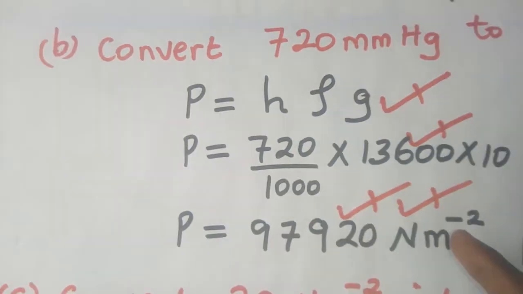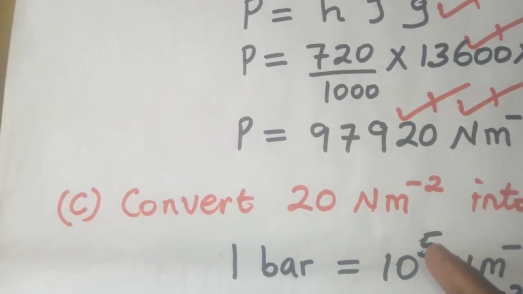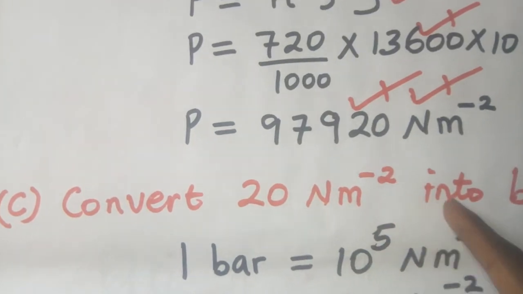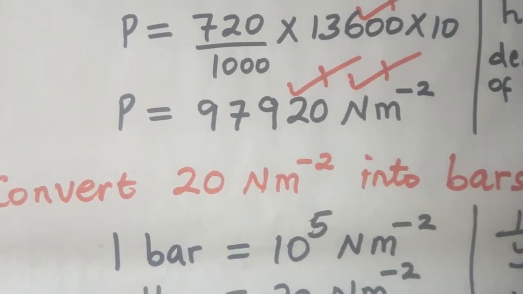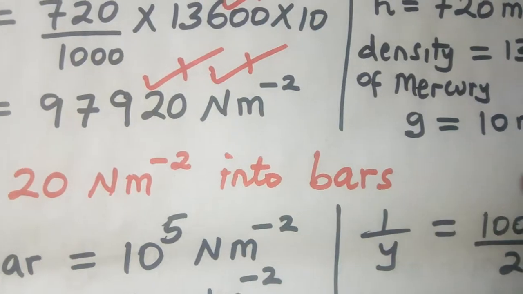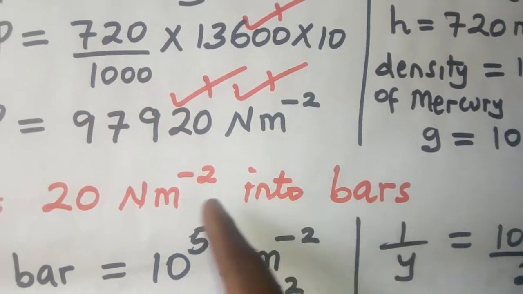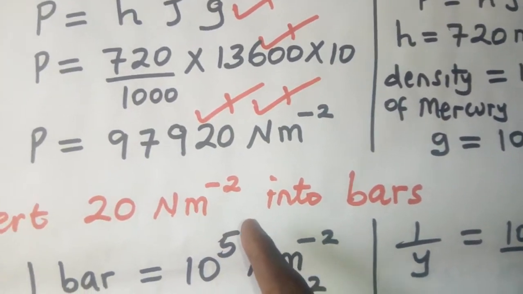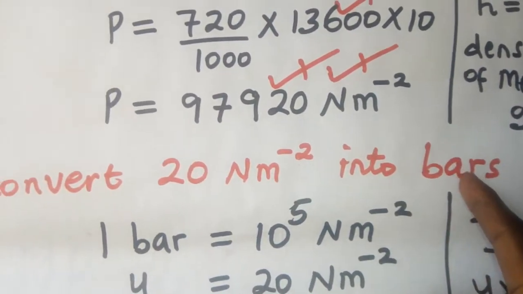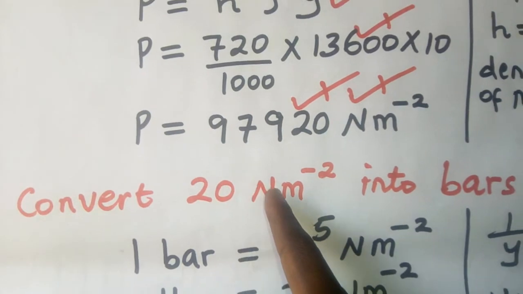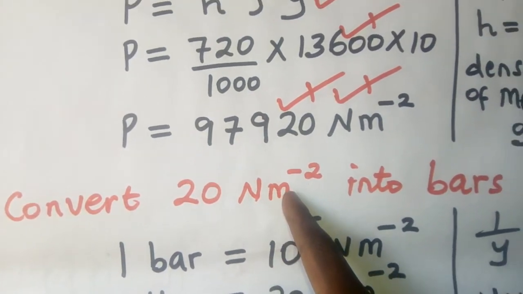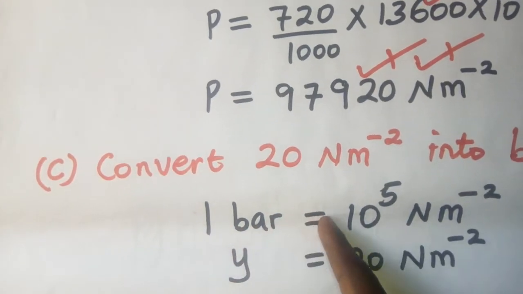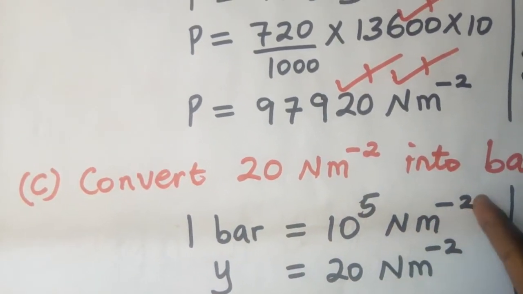Now let us look at the third example, where you are told to convert 20 newtons per meter squared into bars. I told you that atmospheric pressure has very many units. We have bars, we have newtons per meter squared, but the good story is we can change units from one to the other. So what is the relationship between a newton per meter squared and a bar? A bar is bigger. 1 bar is the same as 10 to the power 5 newtons per meter squared.